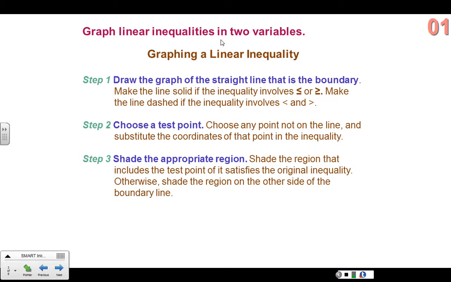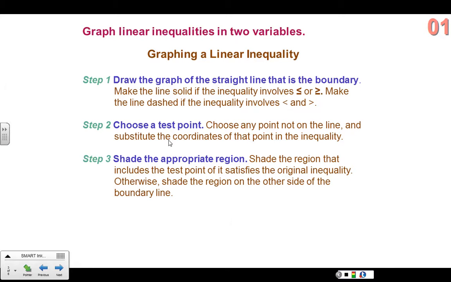Graph linear inequalities in two variables. Graphing a linear inequality. Draw the graph of the straight line that is the boundary. Make the line solid if the inequality involves equal to in it, greater than or equal to or less than or equal to. Make it a dashed line if the inequality involves just less than or greater than.